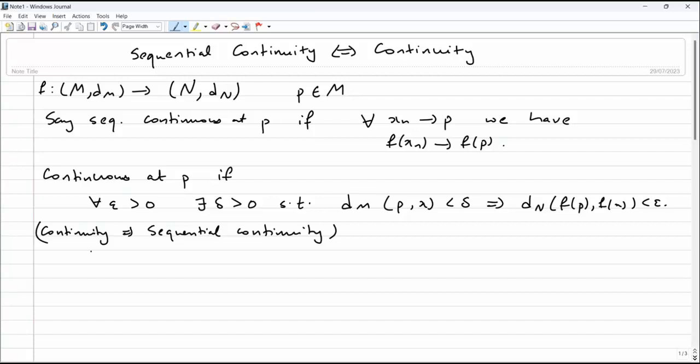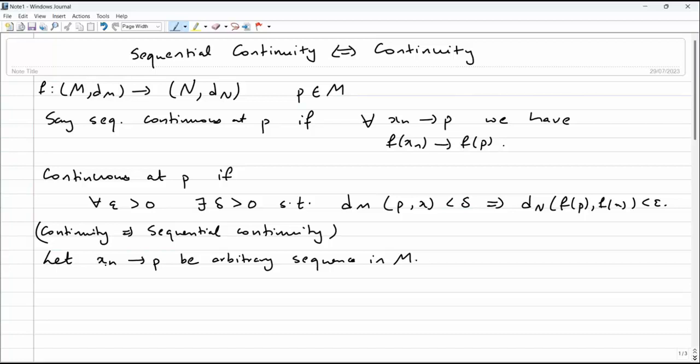Okay. So we want to prove something is sequentially continuous. So that means we want to show that if we pick any arbitrary sequence, let x_n tending to p be an arbitrary sequence in M, we want to show f of x_n tends to f of p. Now we have to use the fact that x_n tends to p is a sequence, and we also have to use the fact that our function f is continuous at p.